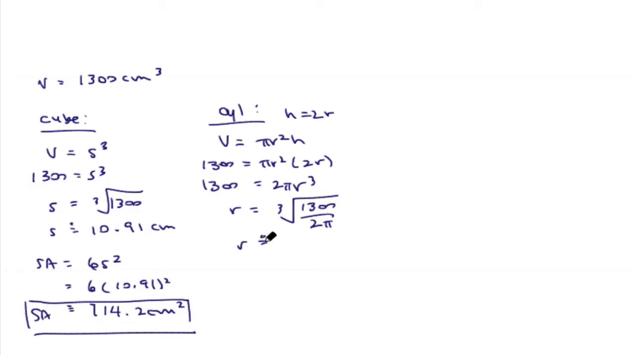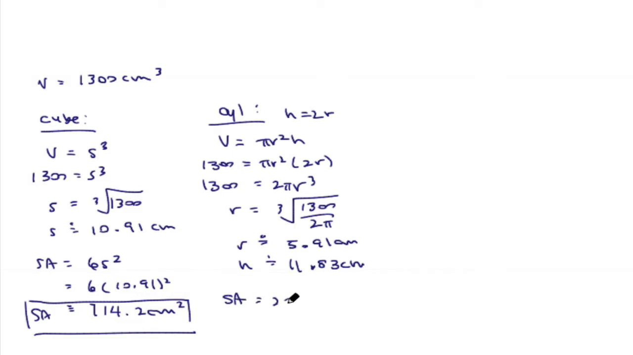For the radius, we get approximately 5.91 centimeters, and then the height will be double the radius. So we multiply it by 2 and we get 11.83. Now let's solve for the surface area of the cylinder.